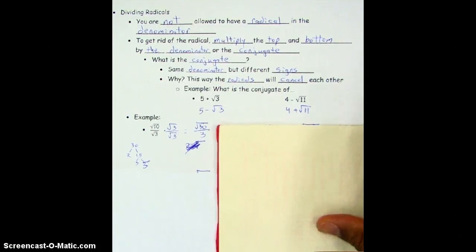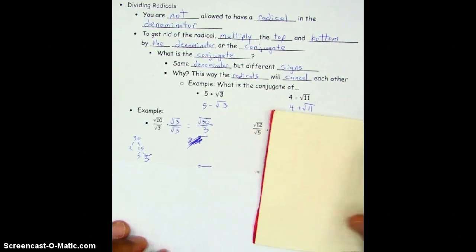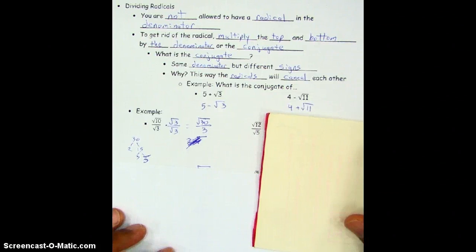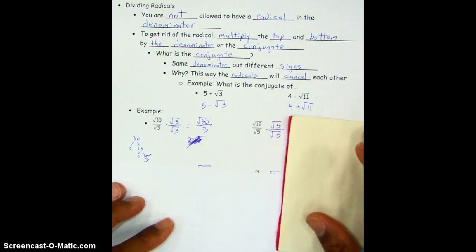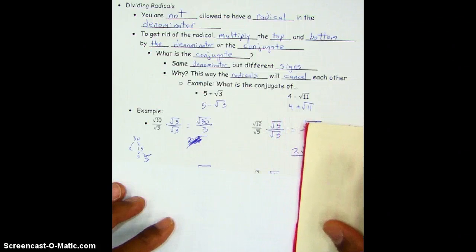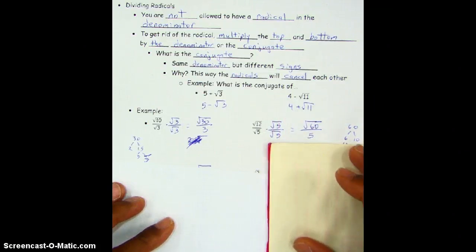Okay, next problem. We have the square root of 12 over the square root of 5. We're going to multiply top and bottom by the square root of 5. And that gives us the square root of 60 over 5.